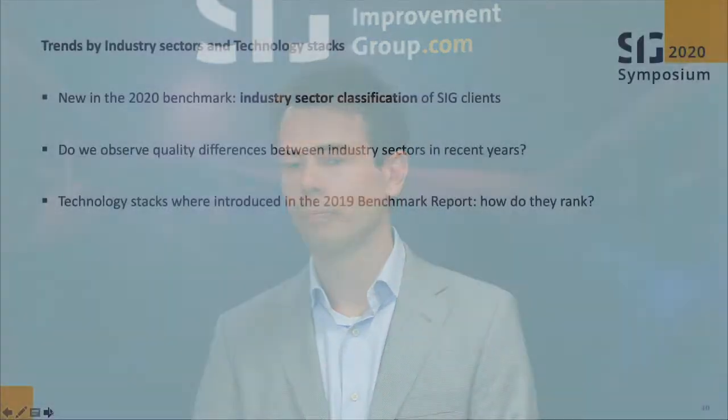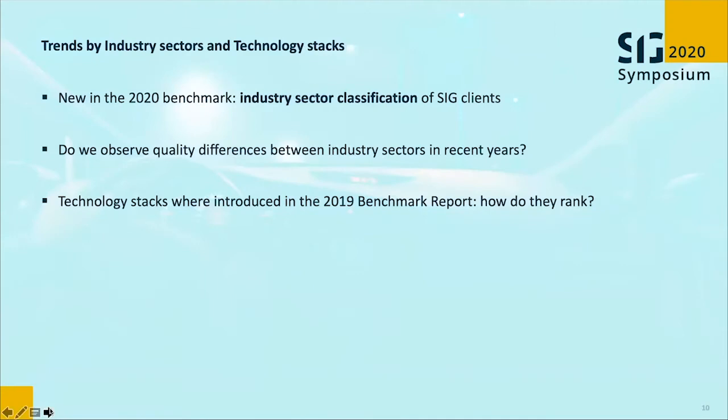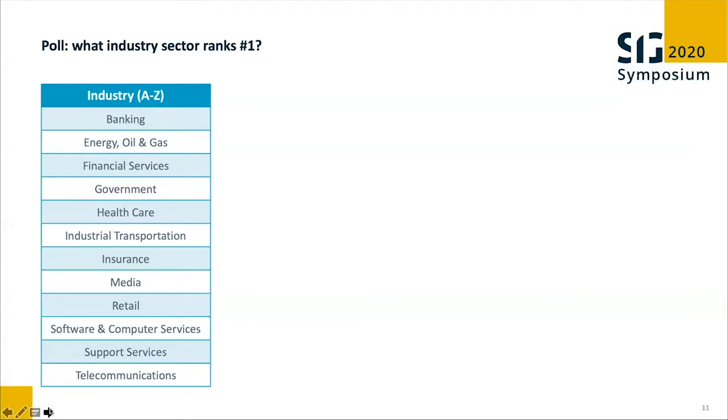Yeah, exactly. So the next thing we'll look into is actually quite fun. We've seen that quality is slightly improving, but we also like to compare between industry sectors. We like to also look at how different technology stacks perform. So let's first look at something quite interesting. We have taken 12 industries where we have enough data to compare.